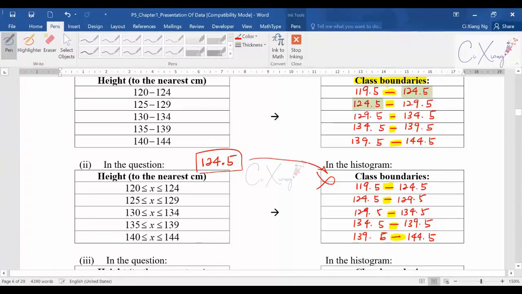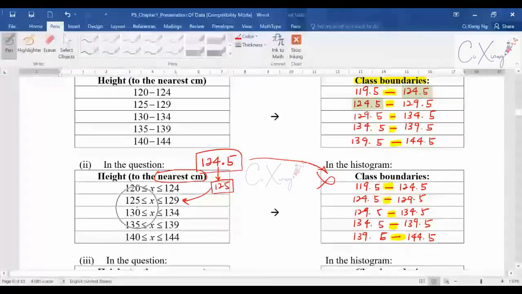What you should do is look at the 124.5; they say you have to round to the nearest whole number, right? So 124.5 is actually 125. So for value 125, where should you put it? You should put it under this class. So when you want to put the data into the classes, you refer back to the original class that they give you. Don't confuse it with class boundary. Class boundary is mainly for you to sketch the histogram, and also to do some calculation later. But when you want to put data into the class, you are referring to the original class that they give you in the question.